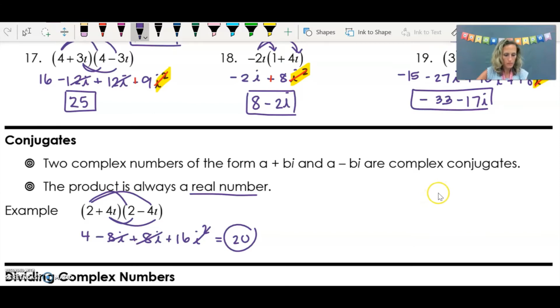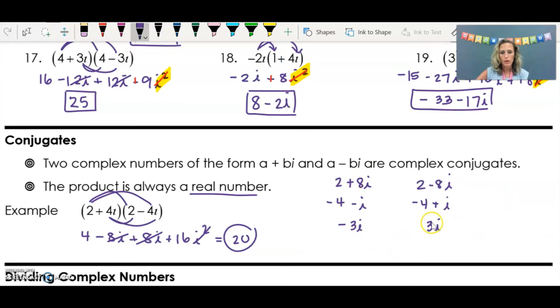Let's take a look at some examples of complex conjugates. If I have the expression 2 plus 8i, then the conjugate of that is 2 minus 8i. If I have the expression negative 4 minus i, the conjugate of that is negative 4 plus i. You don't change the sign of the real part. And if I have a complex number that's just the imaginary part with no real part, for example negative 3i, then the conjugate of that would be positive 3i.